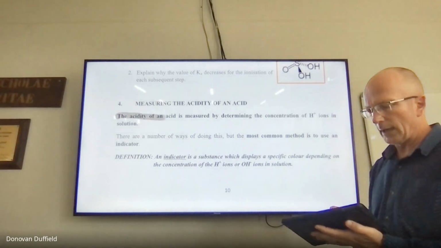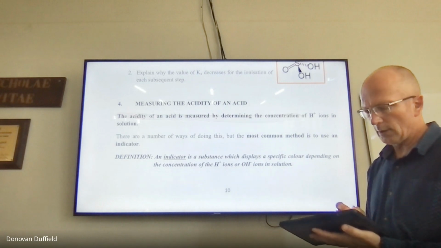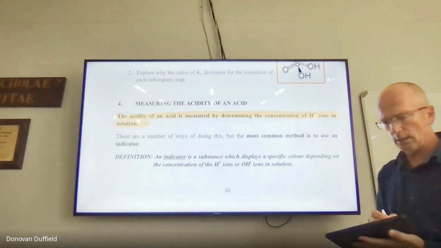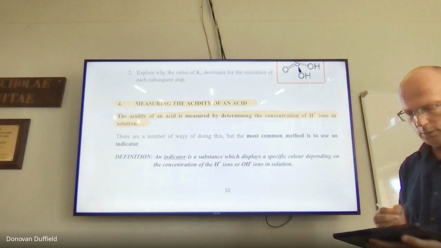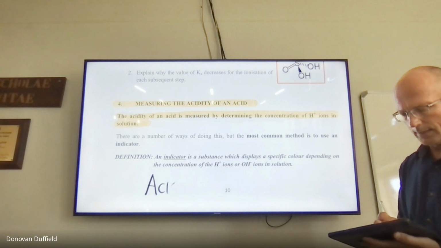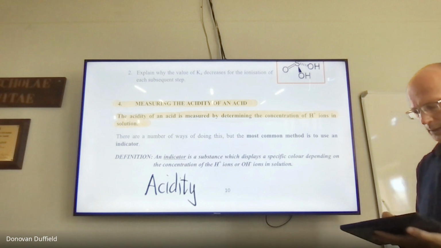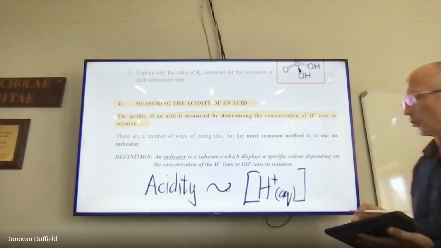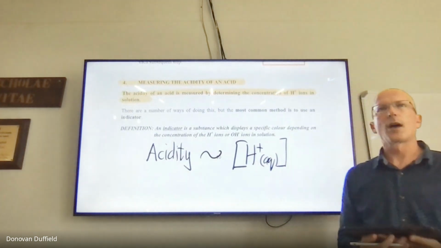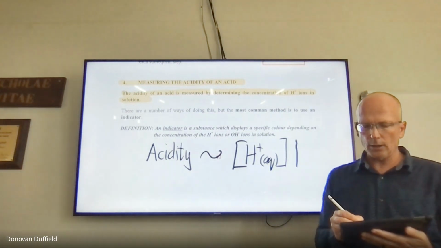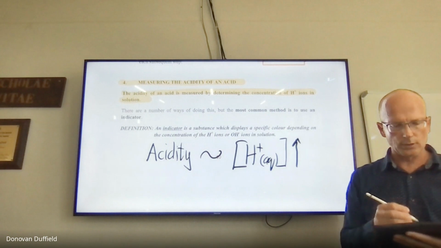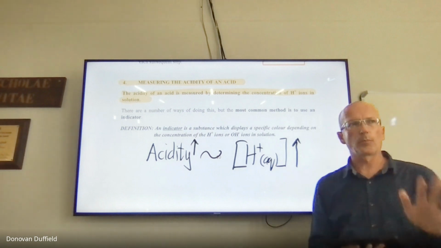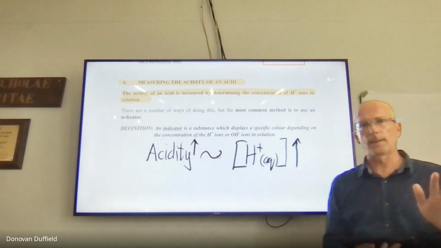The acidity of an acid is measured in concentration of hydrogen ions. So I'm going to state here that the acidity is dependent on the concentration of hydrogen ions in a solution. The higher the concentration of hydrogen ions in solution, the higher the acidity. It is not a direct dependency. This is not direct proportionality.